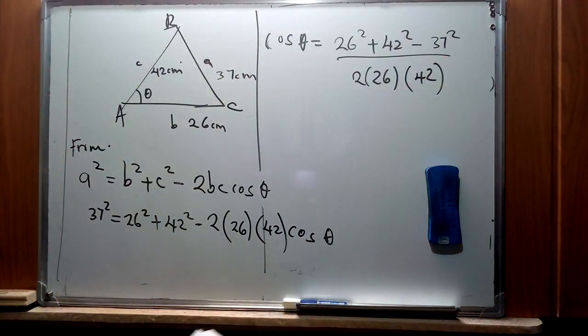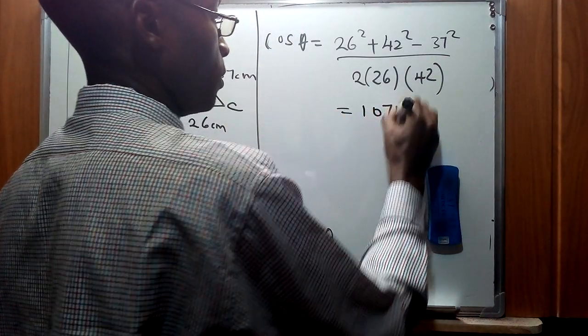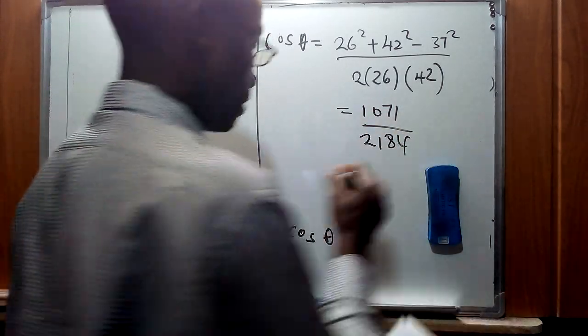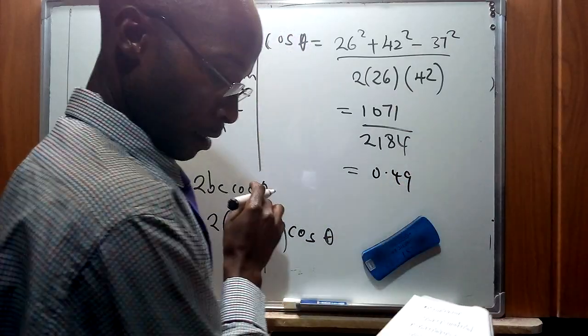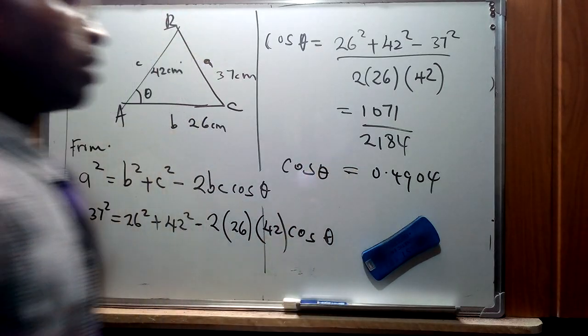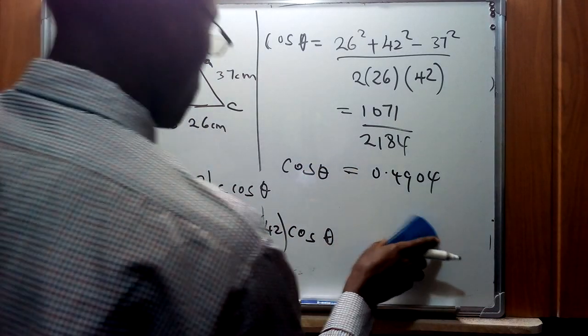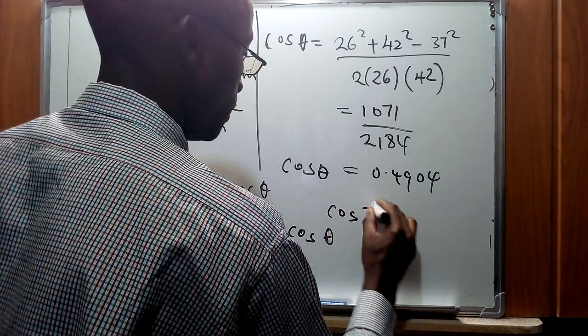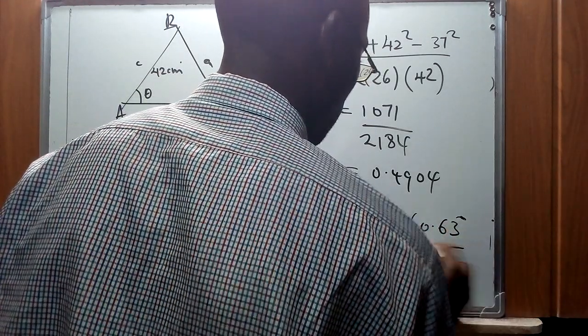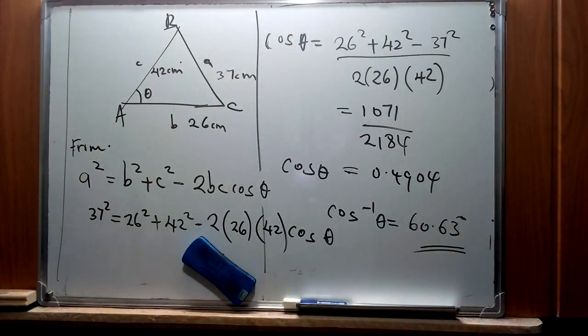Just trying to confirm whether I'm writing the correct figures. So this is going to be 1071 divided by 2184, which is going to give us 0.4904. So the cosine of theta is equal to 0.4904. We can find theta by finding the cosine inverse, which is going to be 60.63 degrees, to 2 decimal places. So in this case, this is how we can apply the cosine rule in finding unknown angles of that specific triangle.